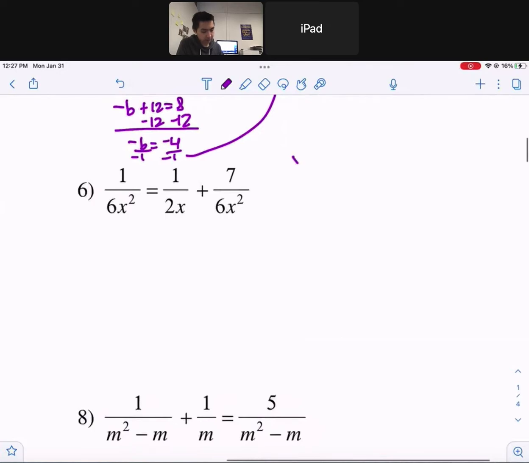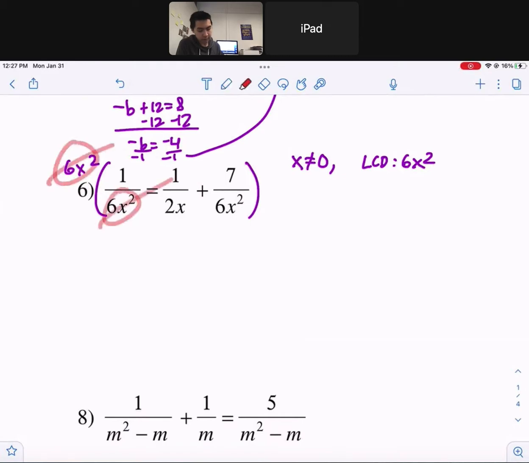Okay, 6. x cannot be 0. The LCD is 6x to the second. So multiply this whole thing by 6x to the second. These cancel, so all that's left for that one is a 1. This times this.